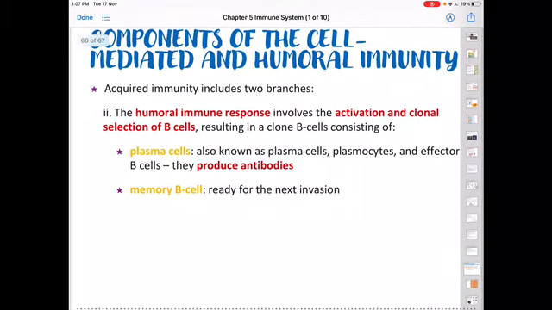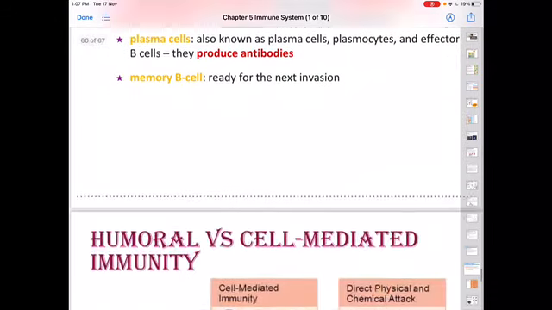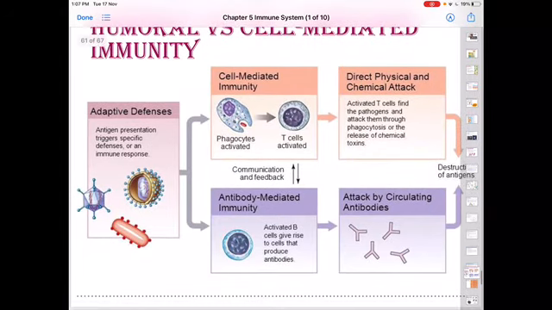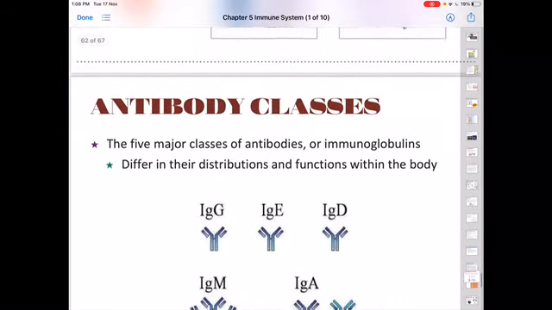Okay, this is about the humoral immune response. For the humoral immune response, you need to remember that it involves B cells and also the production of antibodies. So who produces the antibodies? Plasma cells. But memory B cells only store memory of the same pathogen and are ready for the next invasion. This is another diagram that differentiates both immune responses. I think you can read this.